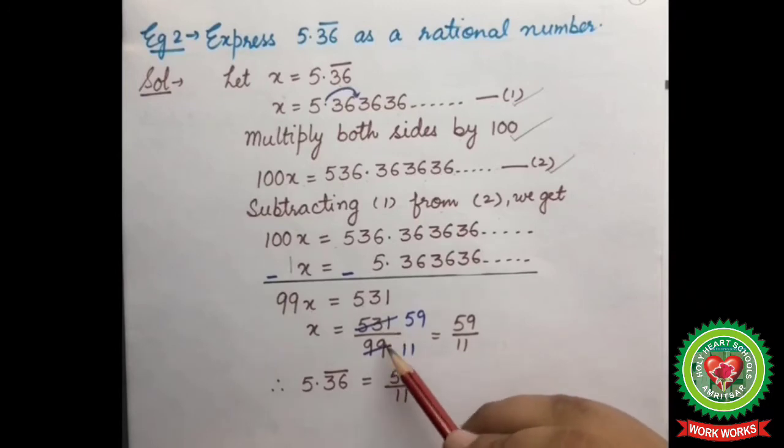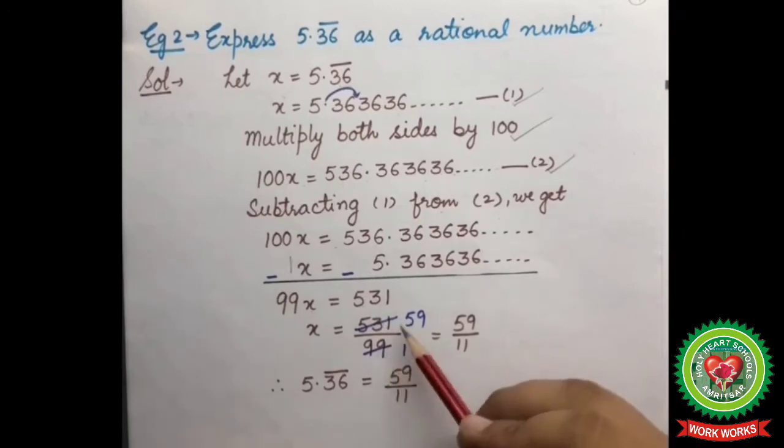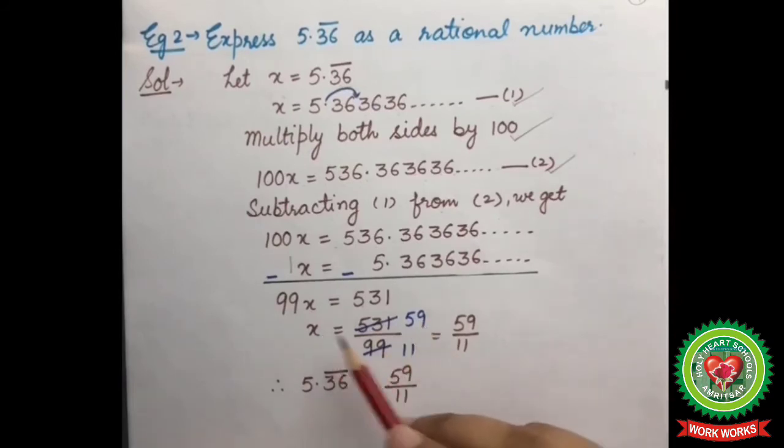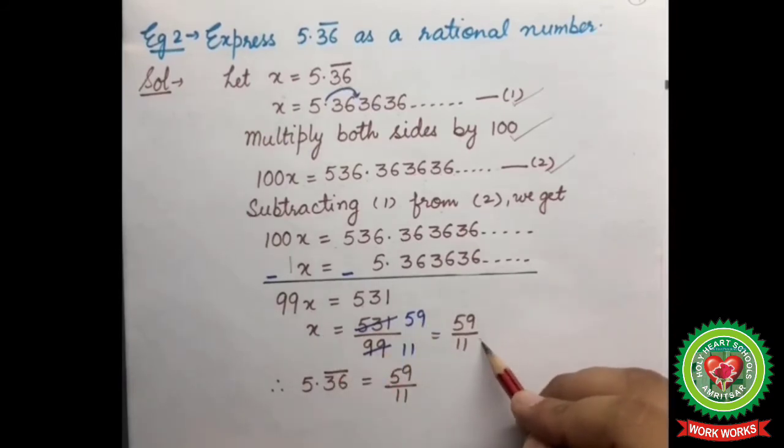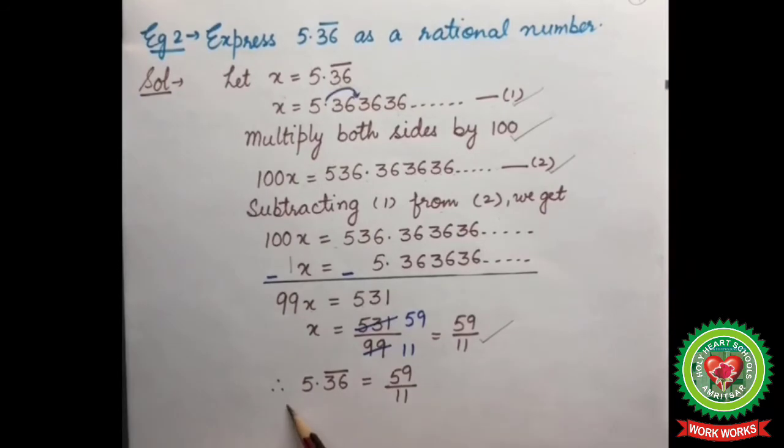Now it is also not in its simplest form. So we are going to do the cutting. So after doing the cutting, we'll get x is equal to 59 upon 11. So therefore, 5.36 bar is equal to 59 upon 11. So let us discuss one more example based on the same topic.